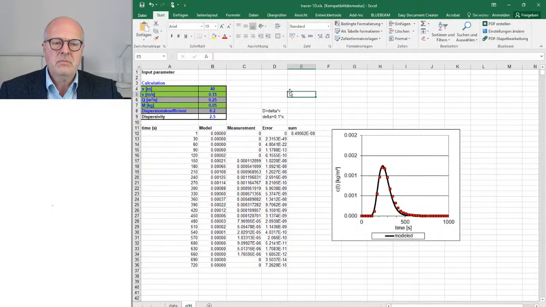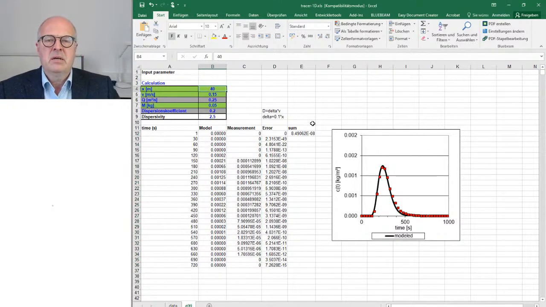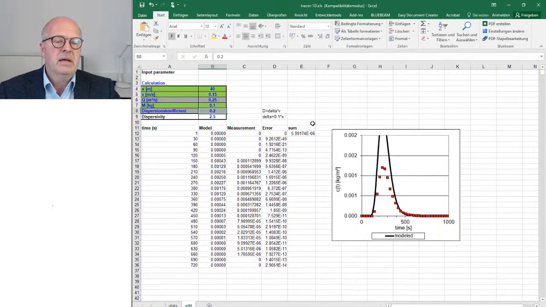The red dots are actually measurements. So this would be the result of a tracer measurement that I have done. And the model can now be modified by changing parameters. For example, I can change the injected mass and increase it. And you see how the tracer curve will actually change.